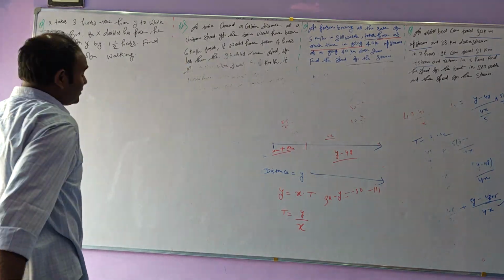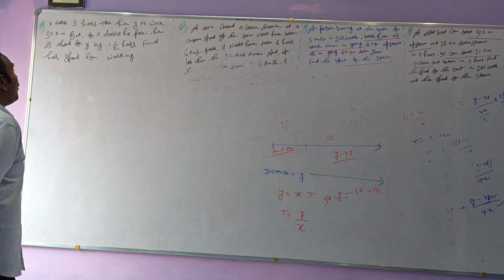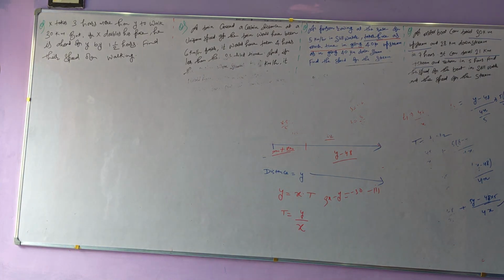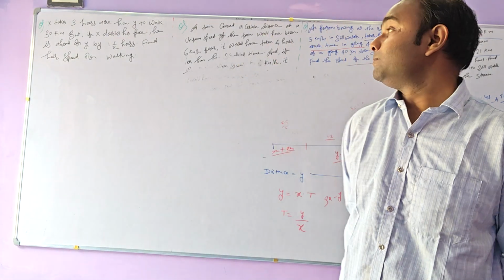We have another question. X takes 3 hours more than Y to walk 30 km, but if X doubles his pace, he is ahead of Y by 1.5 hours. Find their speed of walking.